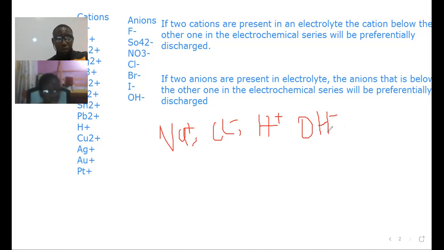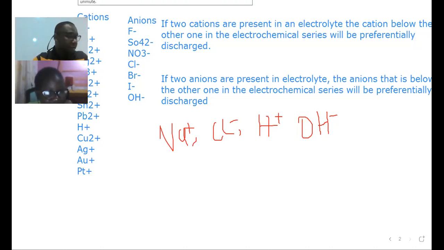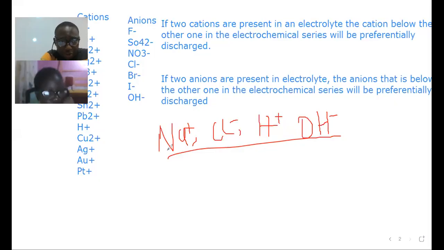Whenever we say sodium hydroxide solution or sodium chloride solution, it means the sodium chloride is mixed with water. So that means all the ions we will have together will be sodium ion, chloride ion, hydrogen ion, and hydroxide ion. That's awesome.